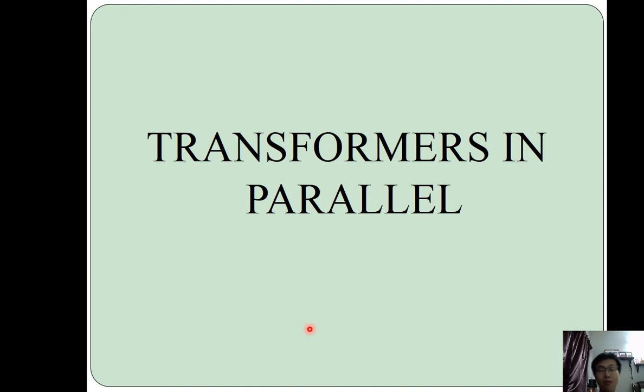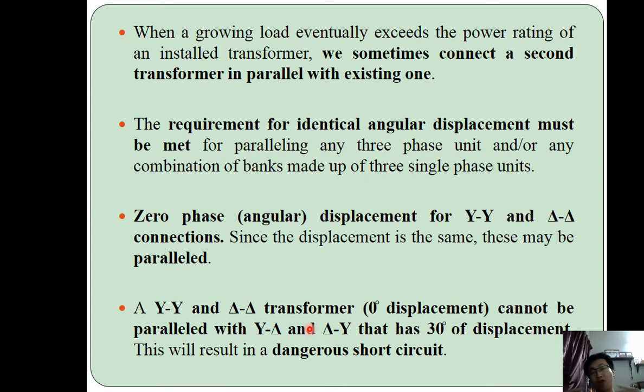Another one is a transformer in parallel. Sometimes we need to connect it in parallel if let's say we do not have extra money to buy a new unit. So when the growing load eventually exceeds the power rating of an installed transformer, we sometimes connect a second transformer in parallel with the existing one. The requirement for identical angular displacements must be met for paralleling any three-phase unit and any combination of banks made up of three single-phase units.